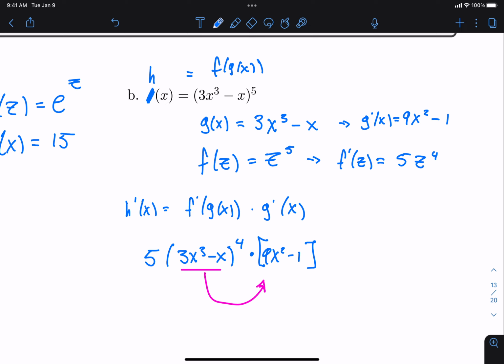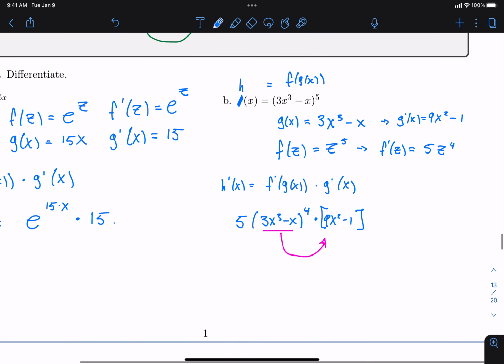I don't know how to just go ahead and straight do the derivative of h, right? That function's too complicated for me. I want to come up with f and g in such a way that I know how to do their derivatives. I know how to do the derivative of 3x cubed minus x, and I know how to do the derivative of z to the fifth. So that's why I chose the functions in that way. Let me show you what I mean. I could have chosen them in a slightly different way.